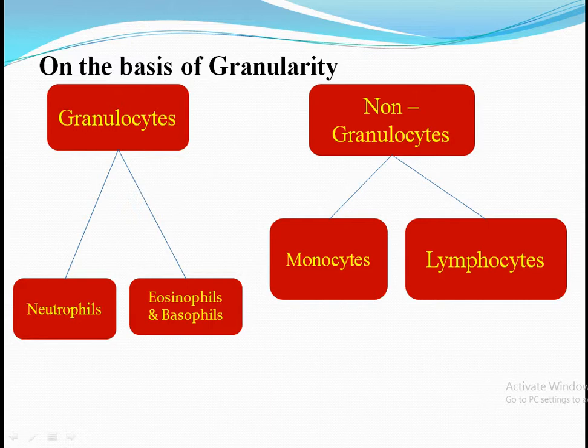So, granulocytes, having granules, are neutrophils, eosinophils and basophils, while the cells which have no granules can be called agranulocytes or non-granulocytes. The examples are monocytes and lymphocytes.